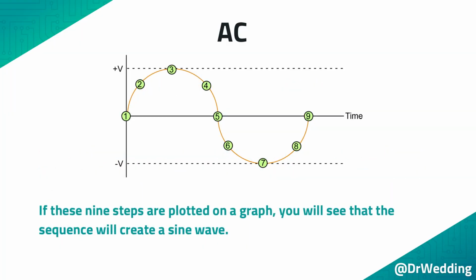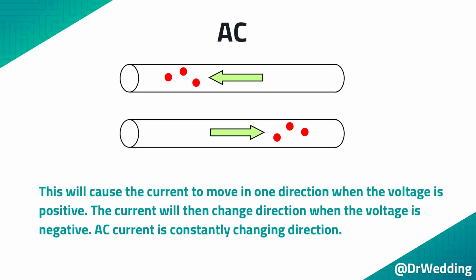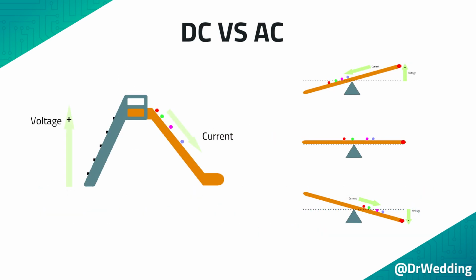If these 9 steps are plotted on a graph, you will see that the sequence will create a sine wave. This will cause the current to move in one direction when the voltage is positive. The current will then change direction when the voltage is negative. AC current is constantly changing direction. It is very important to understand that there is a difference between DC and AC. At this point, you should understand the differences. In this video series, we will only discuss DC voltage and current. In future videos, AC voltage and current will be covered.